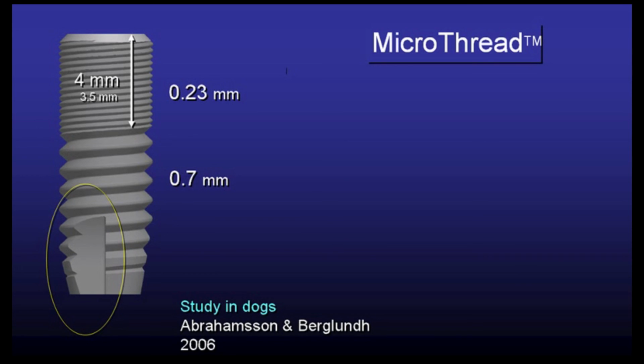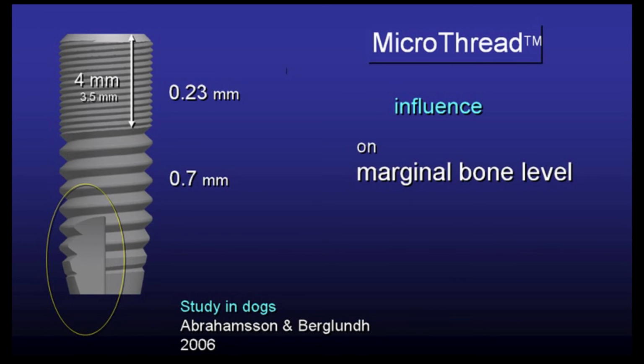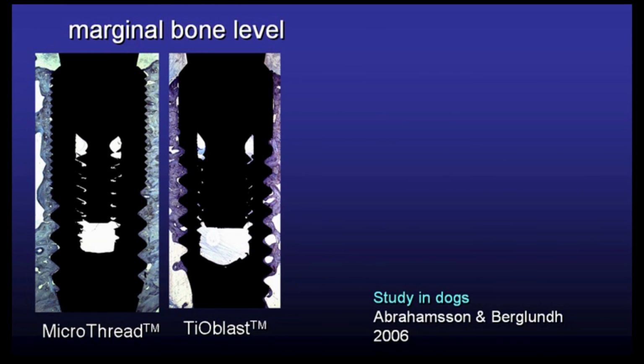Now, in a study in dogs by Dr. Abrahamsson and Berglund from Gothenburg, the influence of microthread on the marginal bone level, as well as on the osseointegration, as evaluated by the percentage of mineralized bone-to-implant contact, was evaluated. Here you have two ground sections from this particular study. You can see the microthread to your left and the more old-fashioned TiOblast implant to your right. You can see in the upper portion to your left the microthreaded, and in this corresponding portion to your right there is no threaded area.